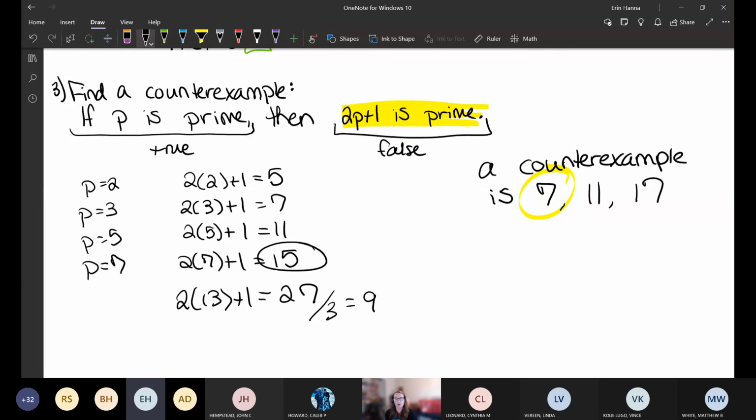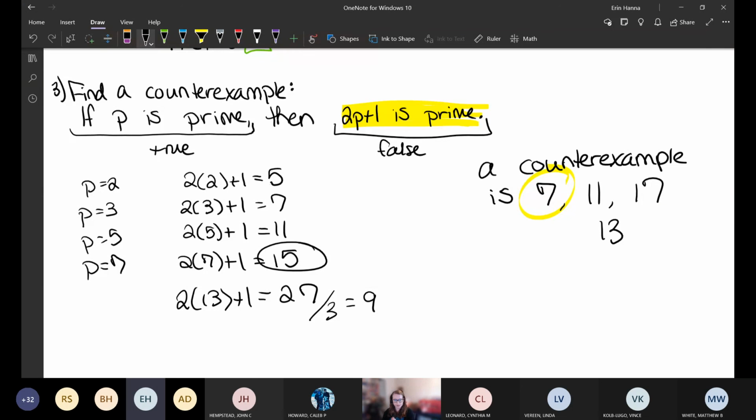So 13 is prime, but 27 is... No, wait. We wanted a not prime. I'm sorry. So yeah, 13 works. We wanted something that wasn't prime. I confused myself. 13 does in fact work, because the point is we wanted a non-prime number. Sorry about that.